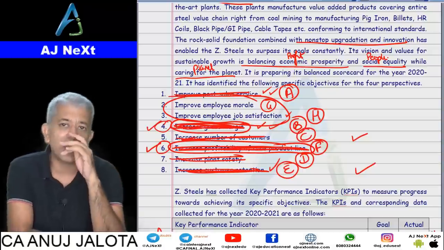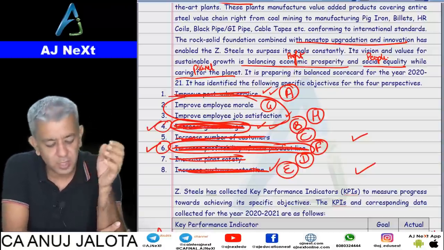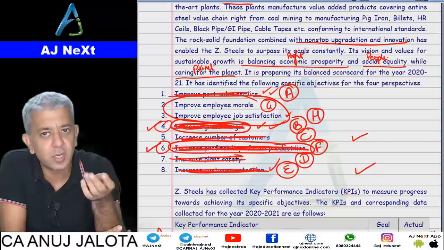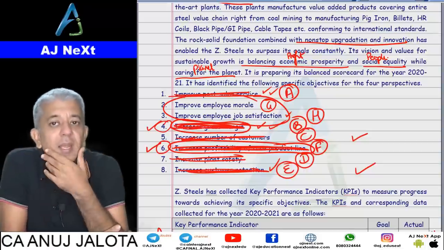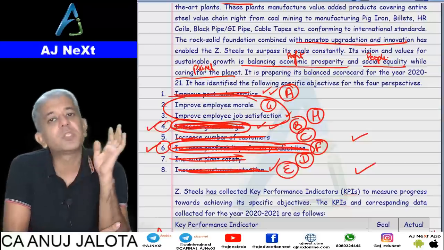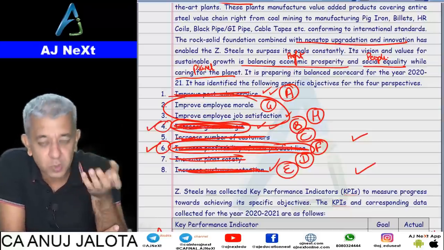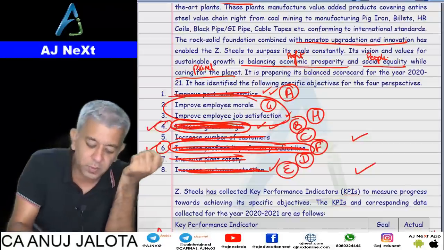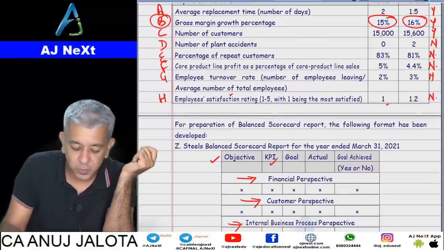So the employee-related things are there in this question, and we might not have any other place left, so we'd be putting them under this particular head. But in some other question, the employee-related things can also come under the internal perspective. In this question, we perhaps don't have any other option. We have put them under the last perspective over here.